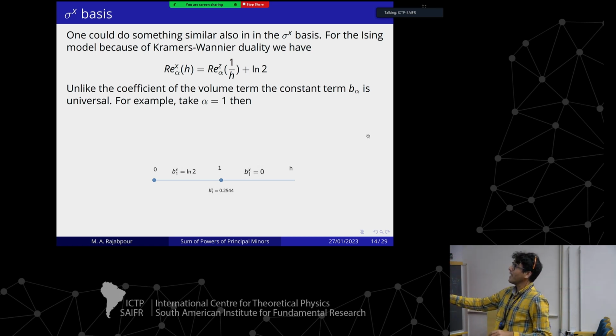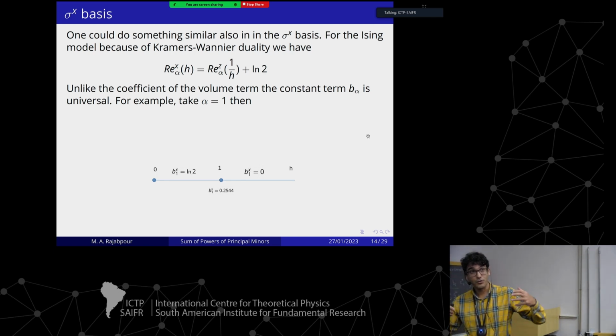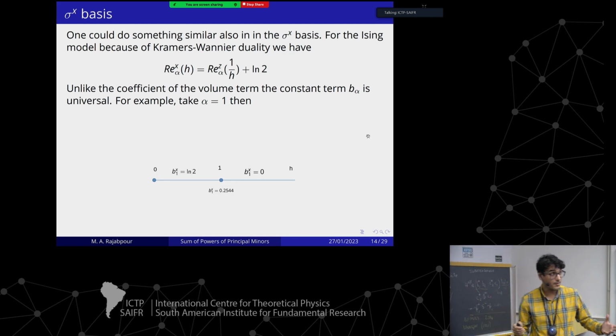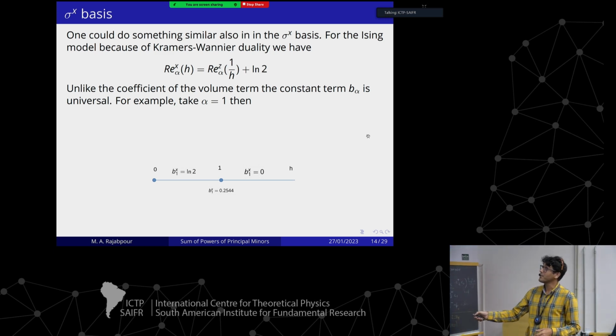But at exactly the critical point, it's 0.2544. This is a numerical result. I think this is the numerical calculation of 2010. The authors took 44 sites, and then they counted all the 2 power 44 probabilities. They calculated them, and then they put it there, and they got this answer.